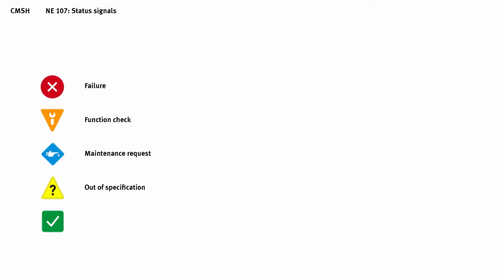NAMUR recommendation NE 107 provides a classification of the condition of field devices into four categories: failure, function check, maintenance request, and out of specification. The aim of this categorization is that the system operator is not flooded with data about technical details, and of course a standardization across manufacturers. There are standardized symbols for these categories. The lowest symbol is displayed when diagnosis is active and none of the aforementioned conditions has been detected.